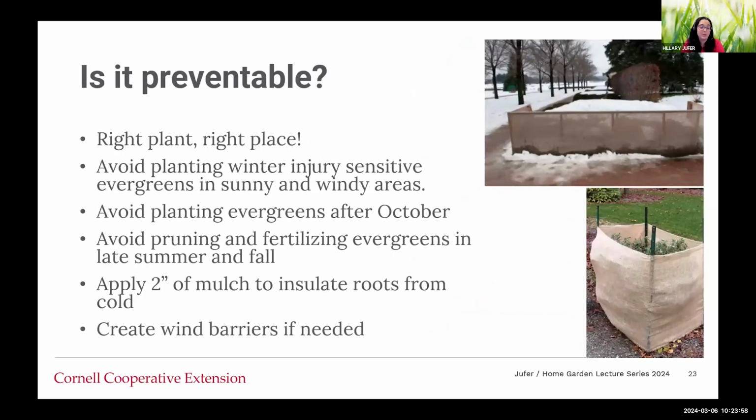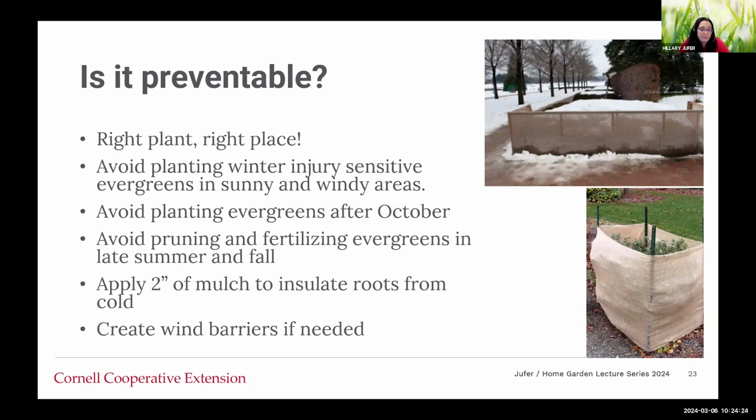Is it preventable? Yeah. Right plant, right place. You want to buy plants that are rated as cold hardy for your location, as well as well adapted to local soil and growing conditions. You're going to want to avoid planting winter injury sensitive evergreens in sunny and windy areas.